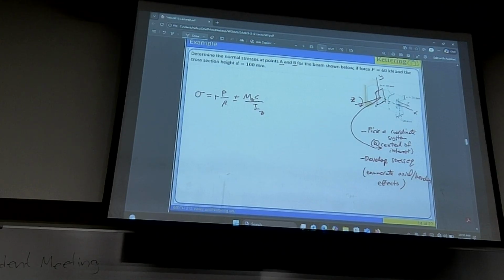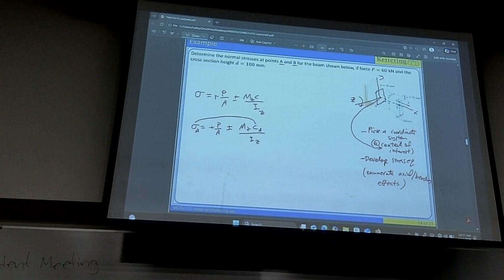All right, now we're interested in A and B, so rewrite it once for A and put C_A for that. And that's why I put this reference, C_A, sigma A. Repeat it for B.